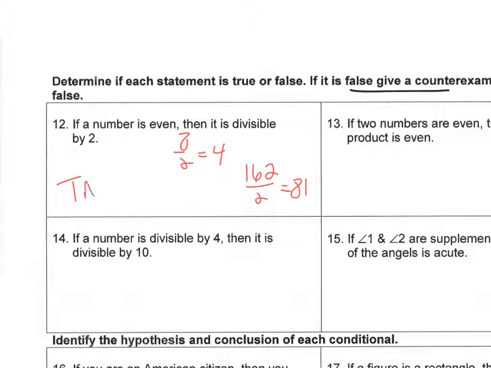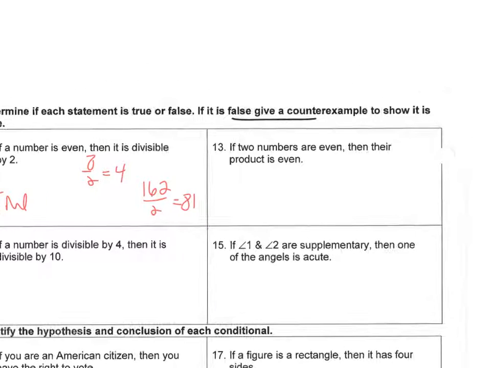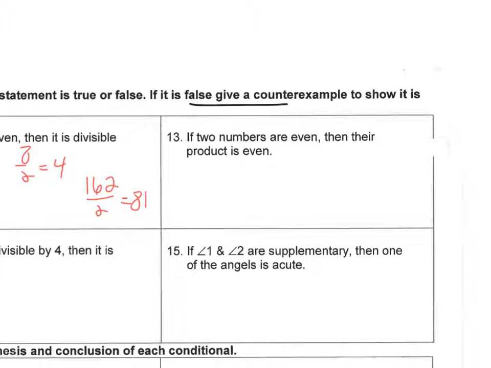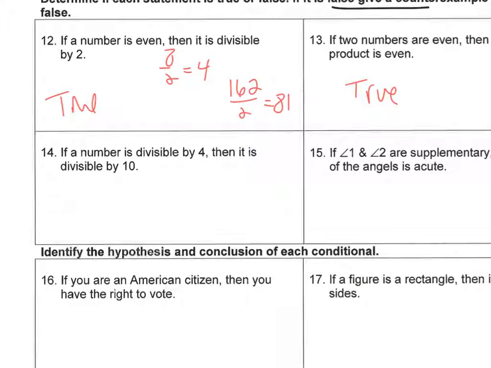This one is true. If two numbers are even, the product is even. Again, you can try some of those out. This one's true as well. If a number is divisible by 4, then it is divisible by 10. I'm going to go ahead and say false on this one, and you have to show a counterexample. A number that's divisible by 4 but not by 10, maybe like 16 over 4 is 4, but 16 over 10 is 1.6, so that did not work.